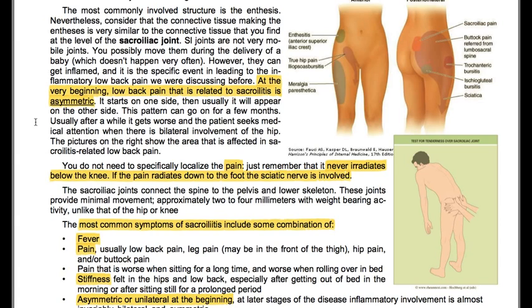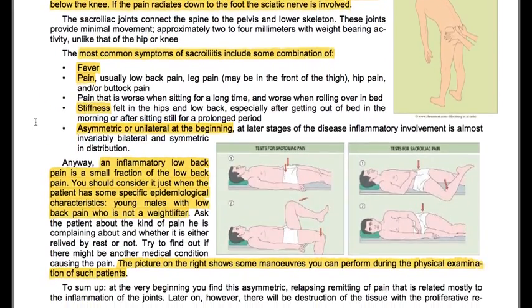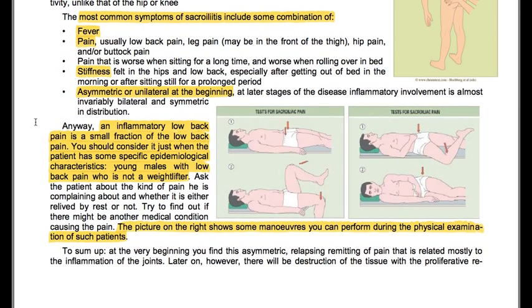The most common symptoms of sacroiliitis include some combination of fever, pain, usually low back pain, leg pain, maybe in the front of the thigh, hip pain and/or buttock pain. Pain that is worse when sitting for a long time and worse when rolling over in bed. Stiffness felt in the hips and low back, especially after getting out of bed in the morning or after sitting still for a prolonged period. Asymmetric or unilateral at the beginning, at later stages of the disease, inflammatory involvement is almost invariably bilateral and symmetric in distribution.